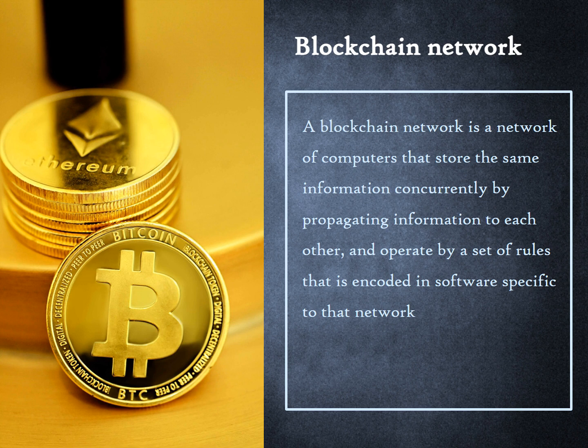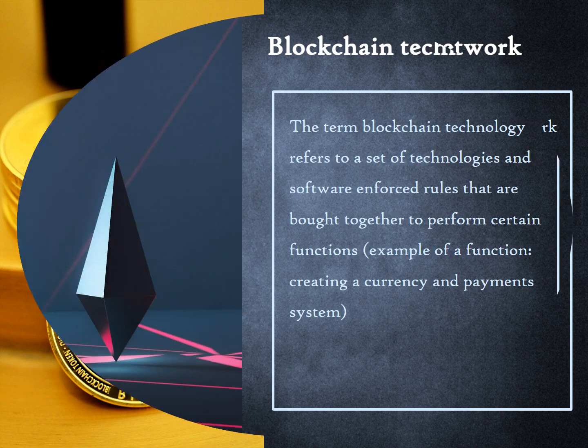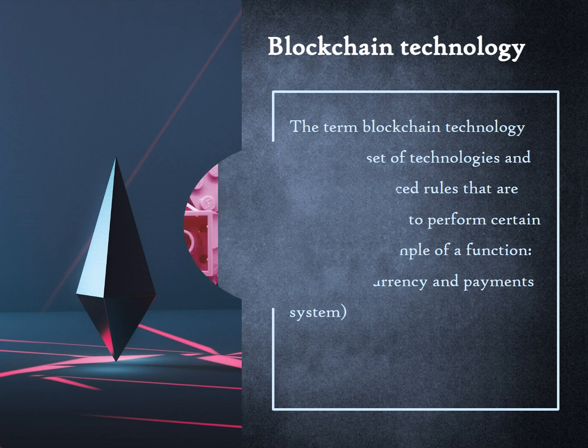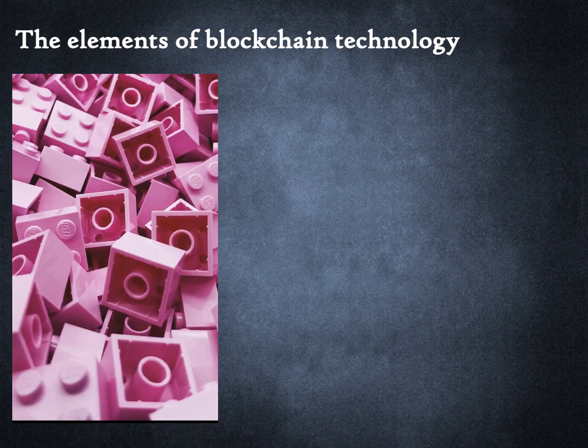This is the definition with which we began this course. But now that we know much more, we can define blockchain more comprehensively as a technology. The term blockchain technology refers to a set of technologies and software-enforced rules, which are brought together to perform certain functions. One of the functions is to replicate a currency and payment system. But as we will learn in the upcoming lesson, that need not be the only function. Next, we will look at what these technologies and rules are. The term blockchain technology encompasses the following elements. We can think of these as Lego blocks of the blockchain.